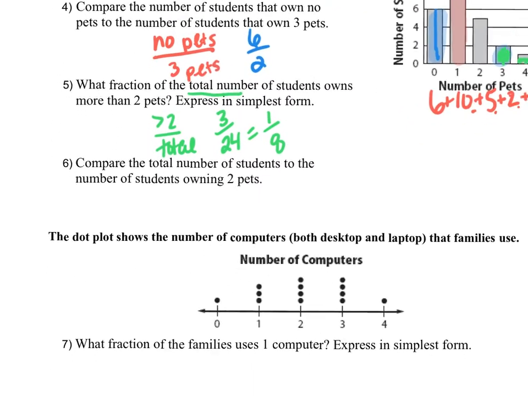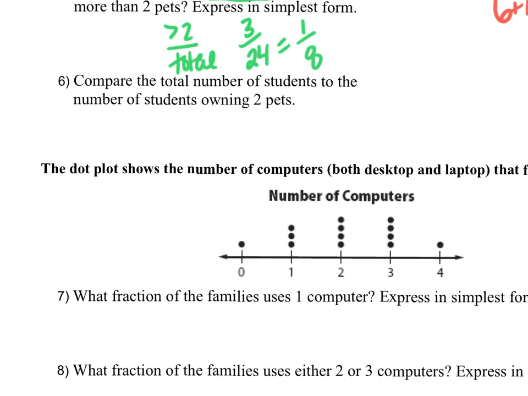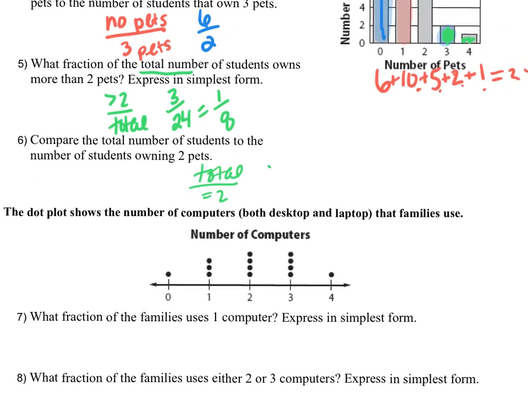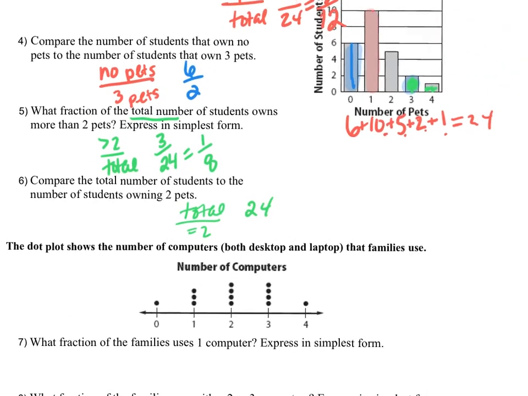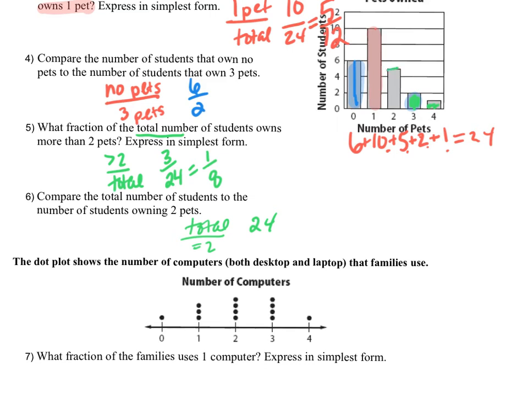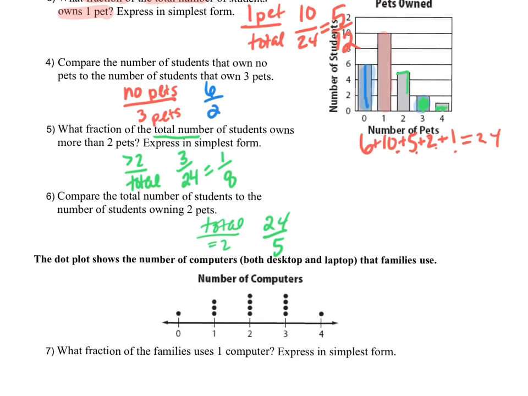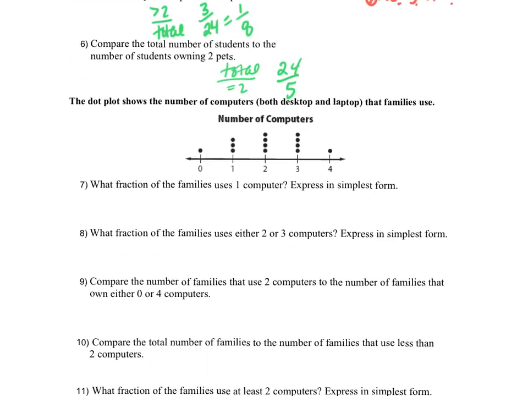And number 6, compare the total number of students to the number of students owning 2 pets. So total to 2. So what's the total again? 24. How many just have 2? It's this category right here, which is 5. I can't simplify that any more than it is. Are we getting the hang of this okay? Yes. Okay, the dot plot.